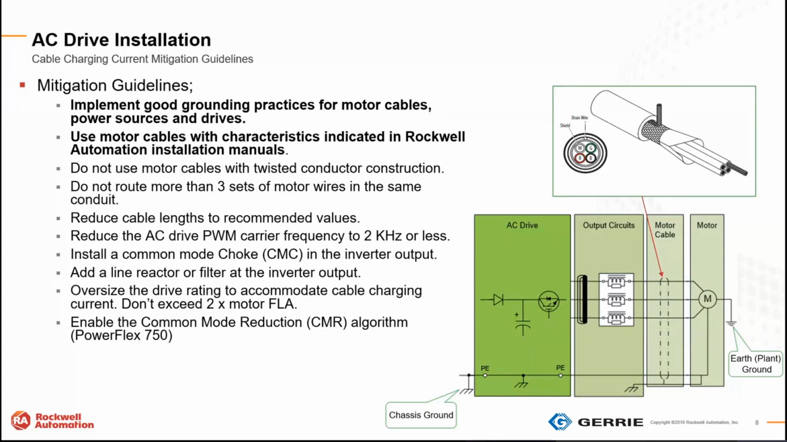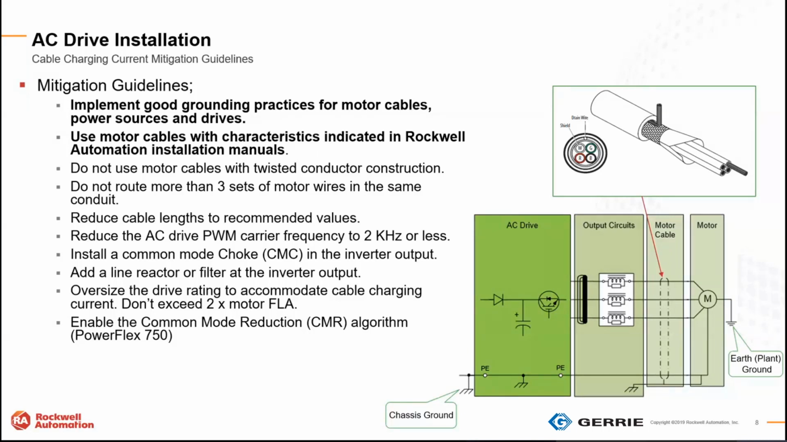The other one is to install a common mode choke in the inverter output, which is one way of putting some extra impedance into the line, short of adding an actual reactor or filter on the inverter output. But again, small drives, small horsepower, sometimes that gets a little bit costly to do.